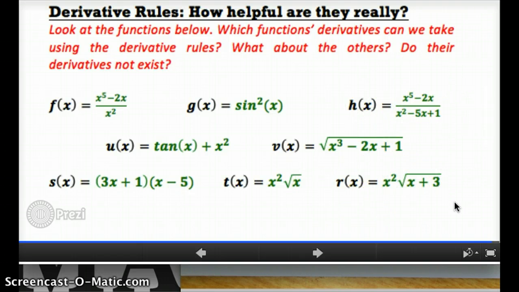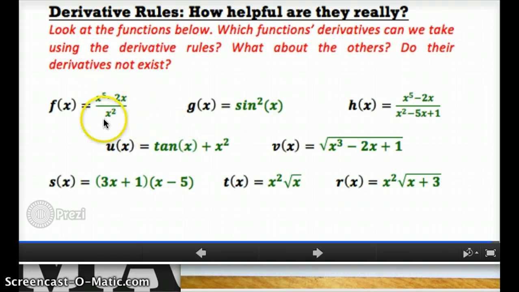Out of all of these functions, which ones do you know how to take the derivative of as of right now? You don't have to actually calculate it. Just tell me which ones you think you could. Right, so f would be pretty simple. We just split it into 2 pieces. S is probably pretty simple. We'd FOIL it out first, and then no problem.